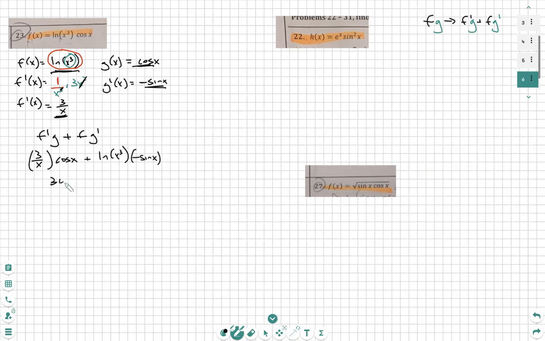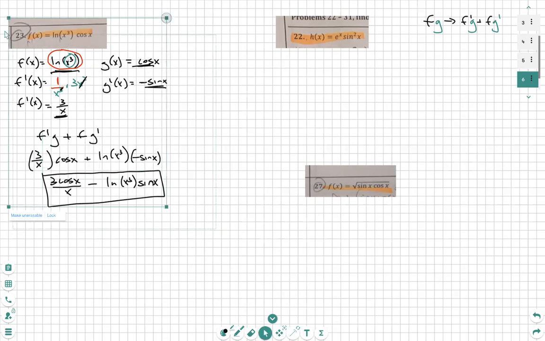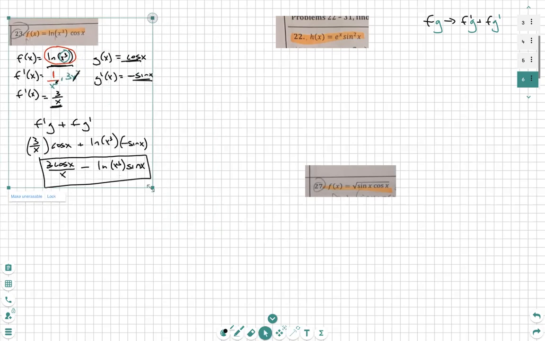Then just clean it up a bit. I don't know how intense everyone's teachers are and how far they want them to clean up, but this should be good to go here. And there you go. So again, not too bad, but not the most fun problems. I can definitely admit that. So let's move on to the next one.